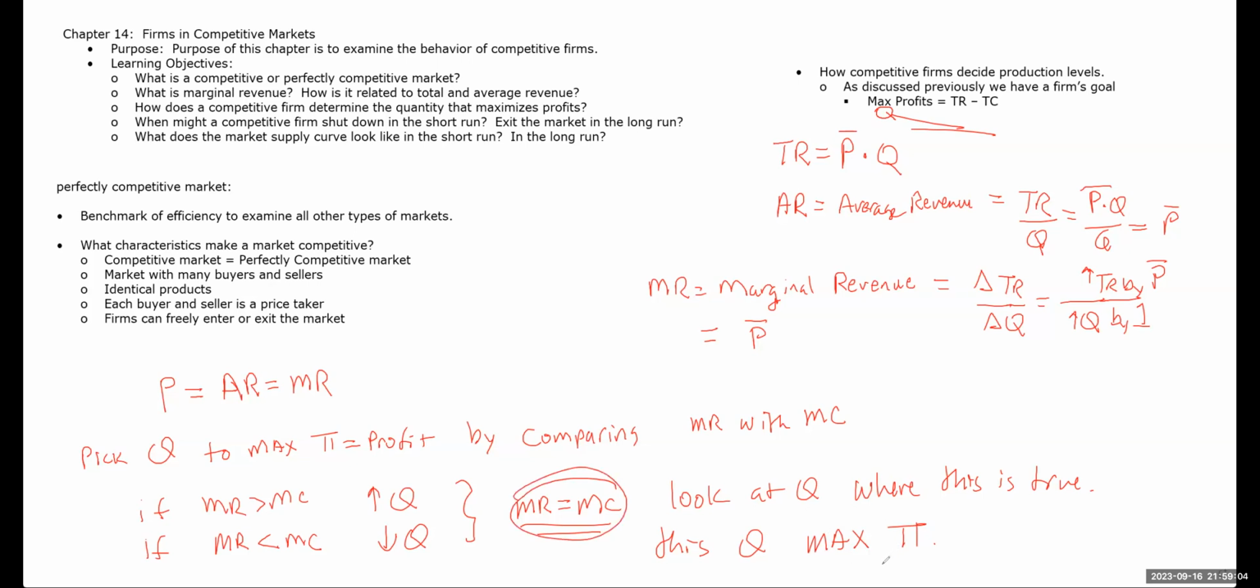One last thing I want to show you is, remember, marginal revenue is equal to average revenue is equal to price. So price is equal to marginal revenue, equal to average revenue, is equal to marginal cost. When we have max profit, we have marginal cost pricing, where price is equal to marginal cost when we maximize profit.